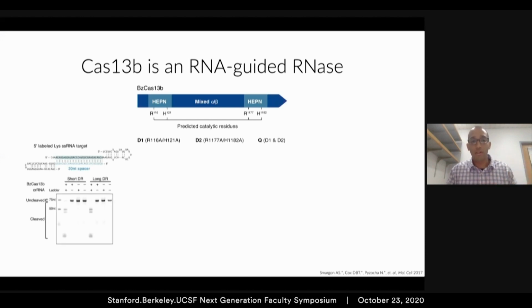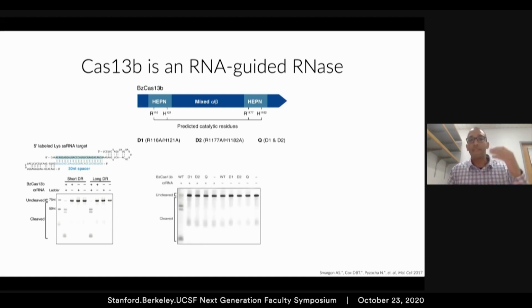So we showed in an earlier study that basically you could reconstitute the activity of Cas13b in vitro to cleave individual RNA molecules, and all it required is a Cas13b protein and then the CRISPR RNA, shown in this in vitro cleavage assay here. We also identified the catalytic residues that were responsible for RNA cleavage, which are found within the HEPN domains. And if you mutate those residues, you can abrogate cleavage, shown in this in vitro gel that you see in the center of the screen.